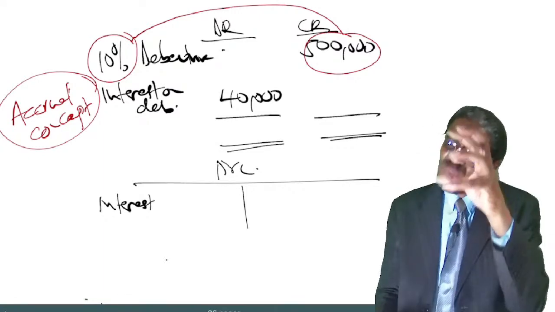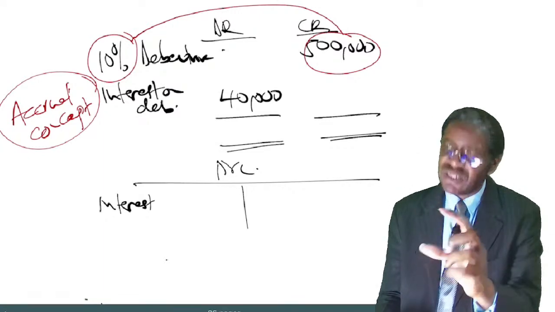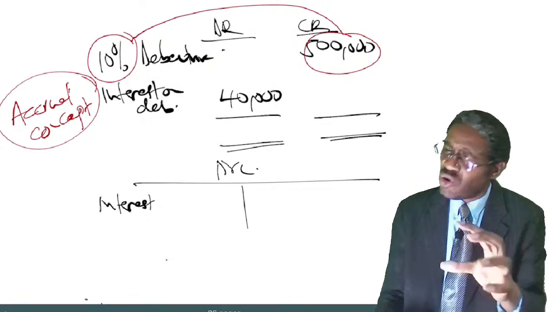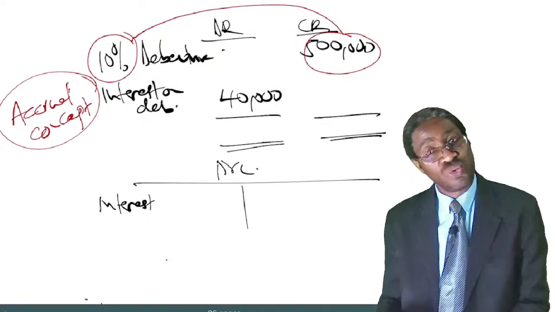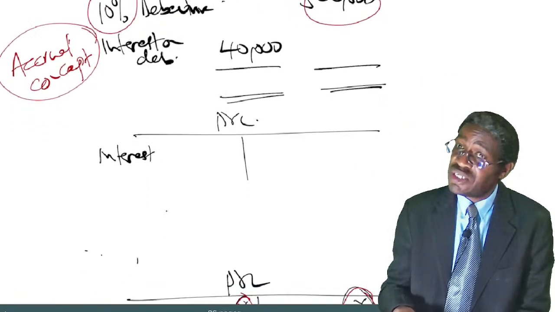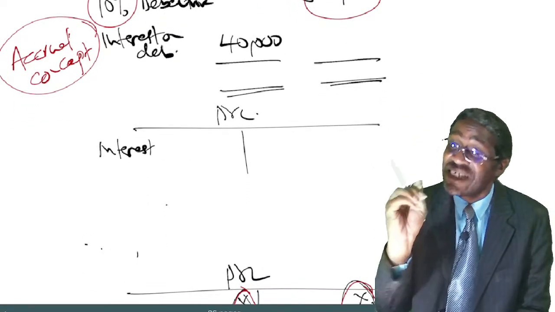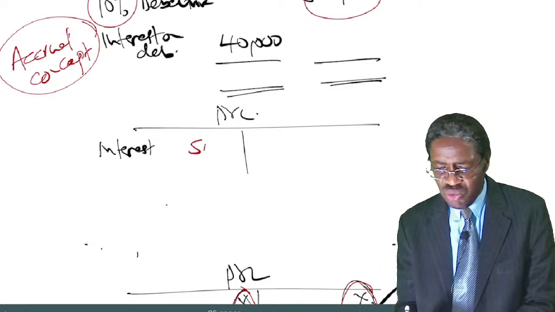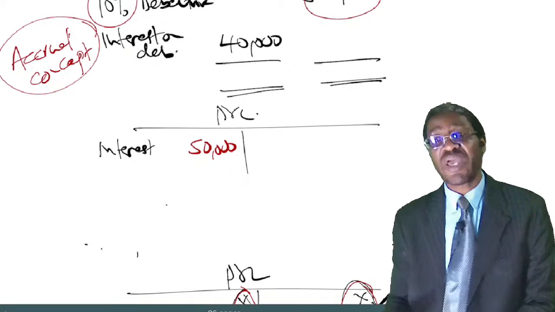So whether you have paid it or not, it is not the concern of the income statement. Because the income statement says recognize cost when it is incurred, but not when money is paid. So this year, you must have charged the P&L account by how much?